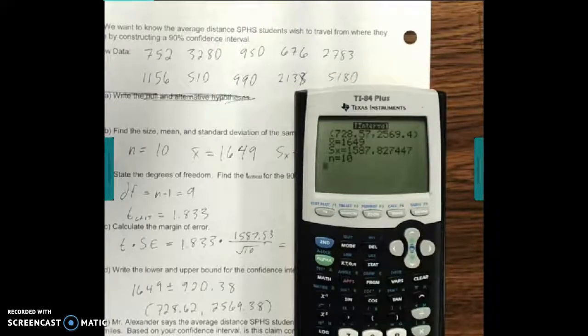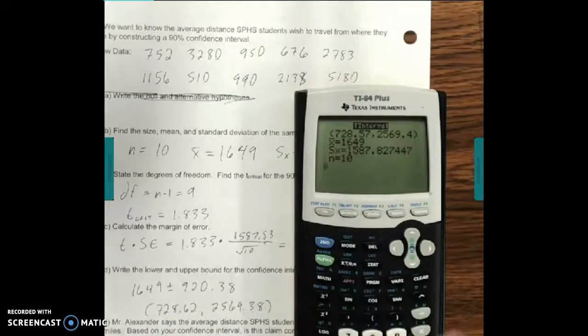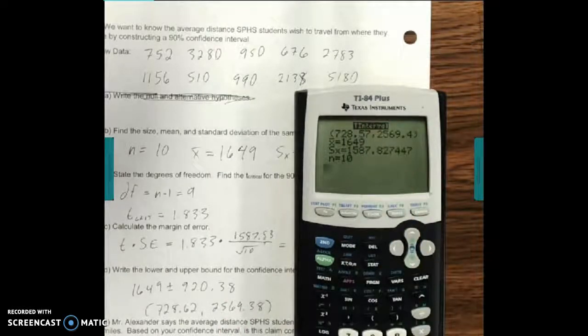Hopefully what you see is that my lower bound, 728.62, is really close to the lower bound here of 728.57, and then 2569.38 is basically the same as 2569.4. So again, they're not exactly the same, so don't use this as your primary method of getting your answers. Use it as a double check to make sure you've got it correct. But in this case, it's very close, isn't it?